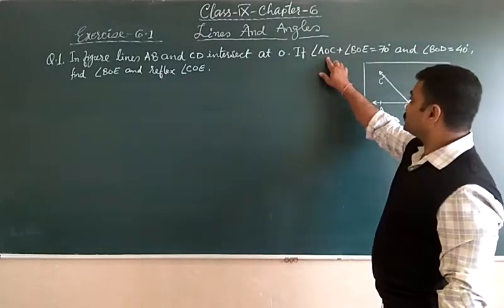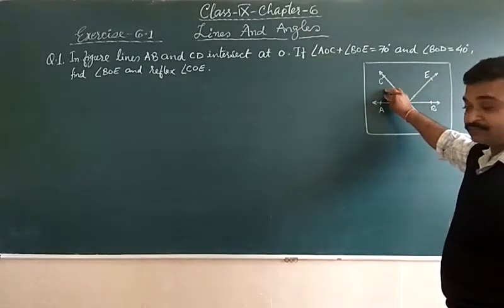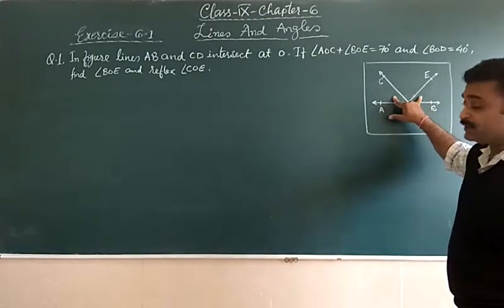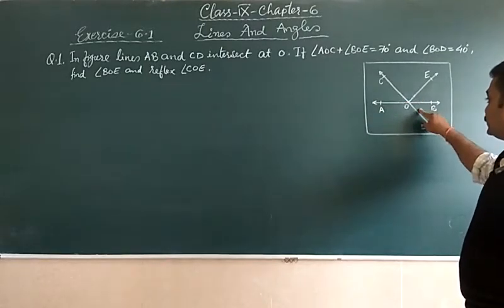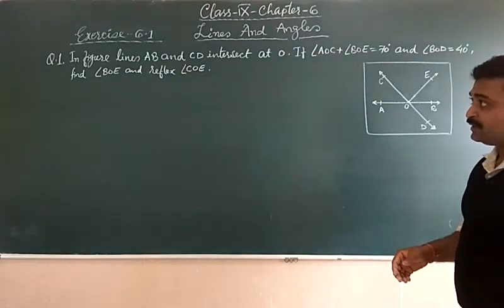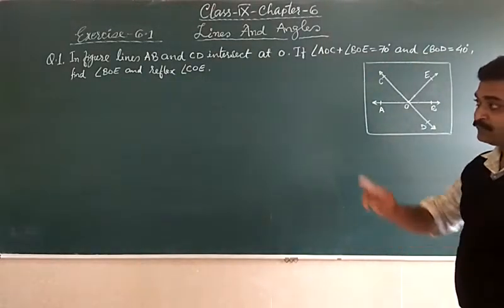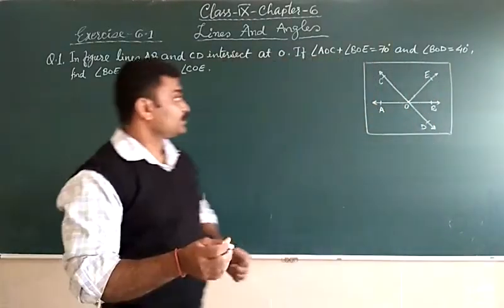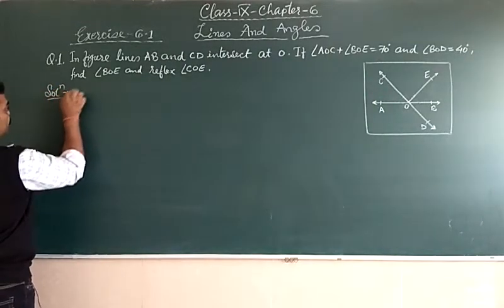If angle AOC plus angle BOE is equal to 70 degrees, these two angles have the sum 70 degrees, and angle BOD is equal to 40 degrees, then find angle BOE and the reflex of angle COE. Two things we have to find: angle BOE and reflex of angle COE. So first of all we write here the given.